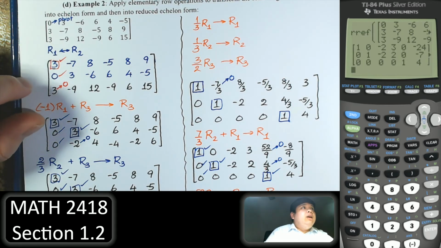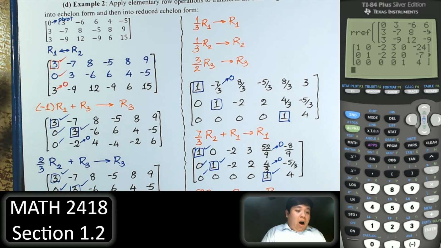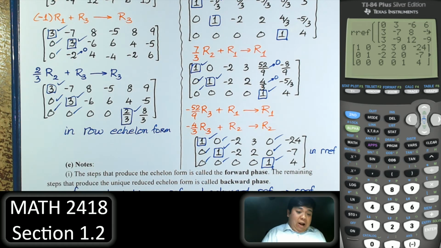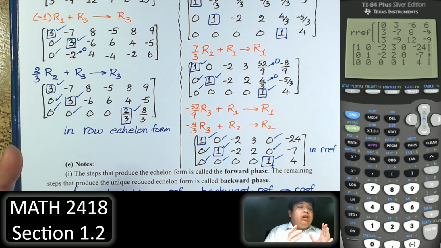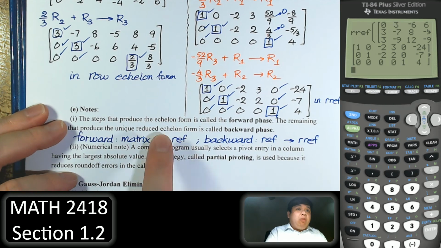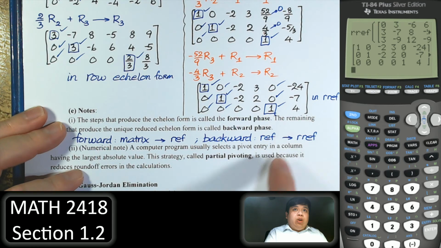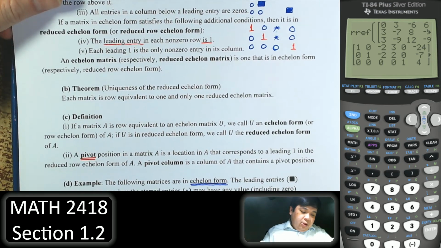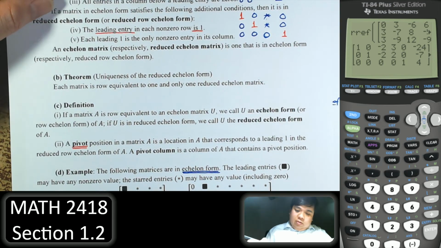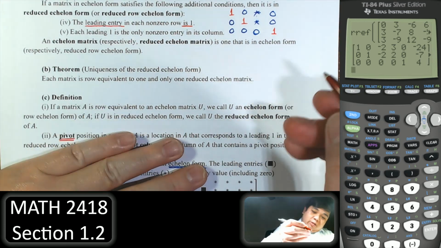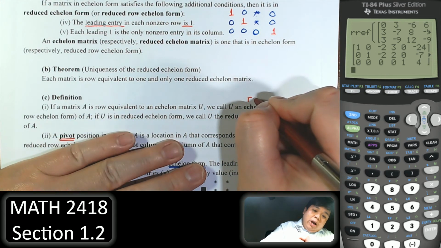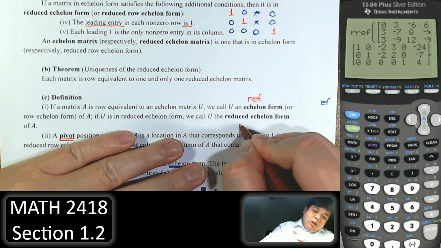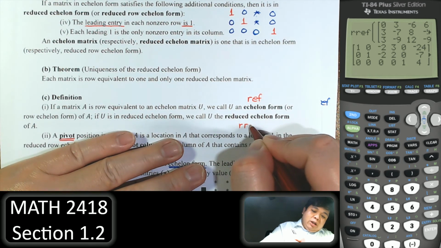Right. As you see, when we use the calculator, we go from the first matrix to the last one without any problem. Because we have the calculator, we don't even need to stop at the echelon form. We can just go straight to reduced row echelon form. By the way, on the previous page, the echelon form refers to the row echelon form, and the reduced echelon form is the reduced row echelon form.